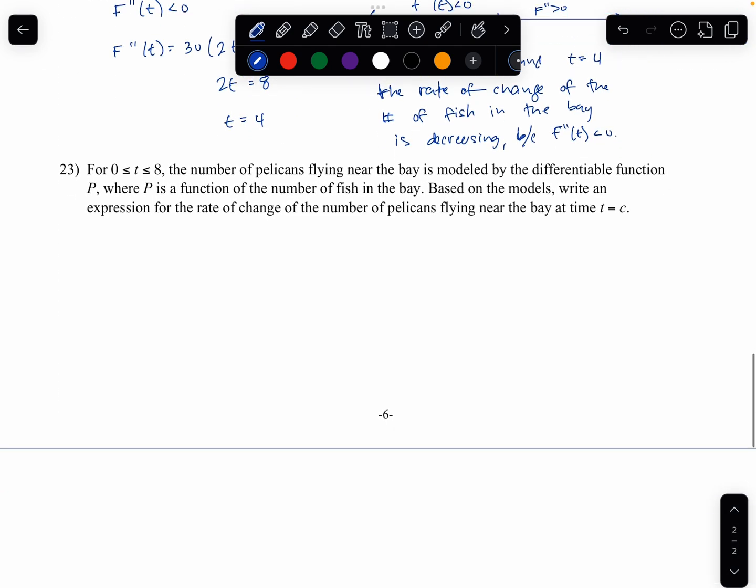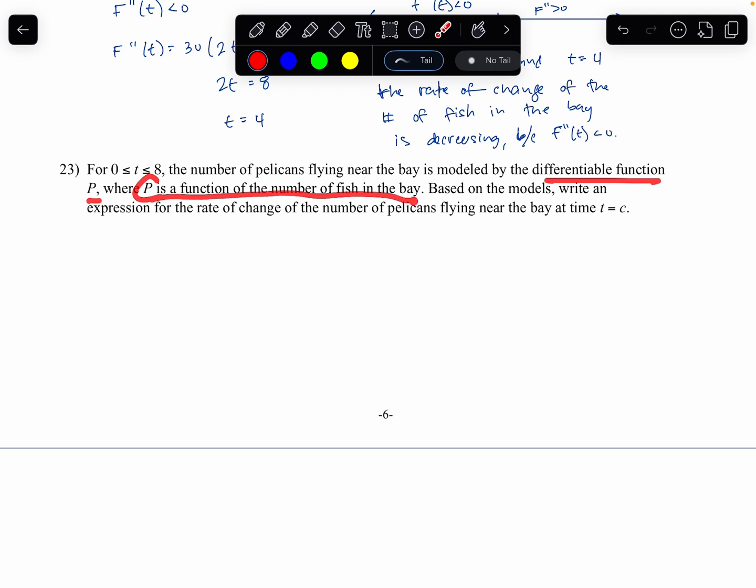Cool. For 23, for values between t and 8, we're introducing something else: the number of pelicans flying near the bay is modeled by the differentiable function p, where p is a function of the number of fish in the bay. So that's important right there. Based on the models, write an expression for the rate of change of the number of pelicans flying near the bay at t equals c.